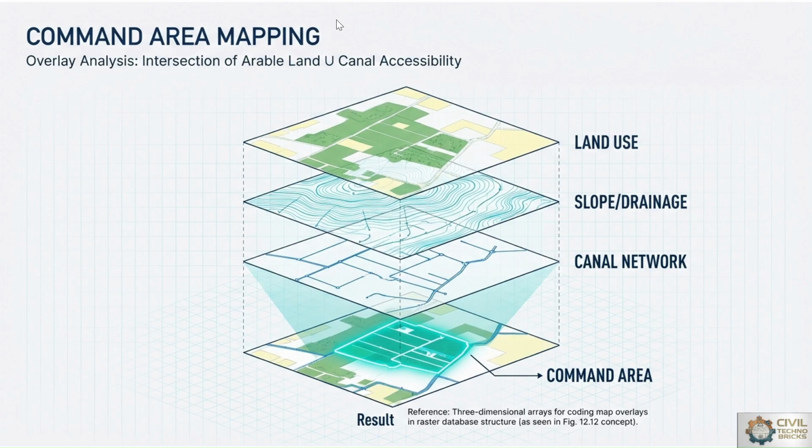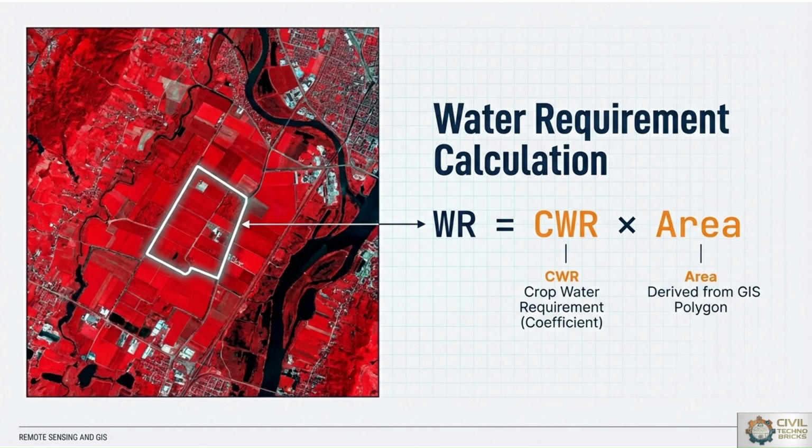So we have to use the canal water from the actual water resource for the nearby command area, which results in effective utilization of water by using the grid or network model, and we have to satisfy the water requirement of crops in the nearby area. Here the water requirement calculation is the crop water requirement, which is one of the coefficients, multiplied by the actual area which is targeted by that GIS polygon.